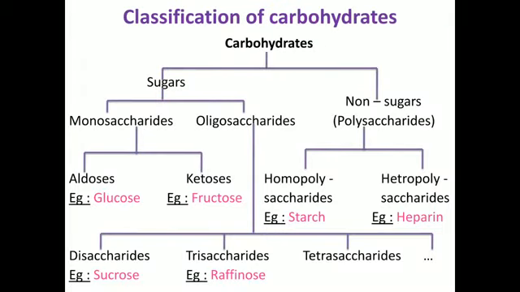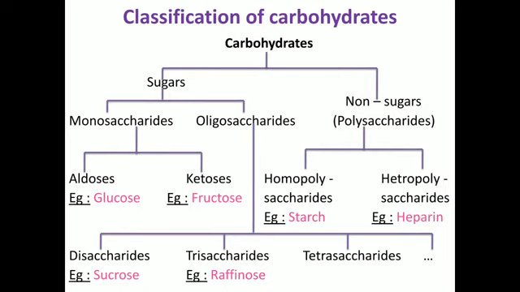Now we are going to see the classification of carbohydrates. Based on sweetness, they can be classified into two types: one is sugar and the other is non-sugar. Carbohydrates can also be classified into three major types based on their products of hydrolysis, namely monosaccharides, oligosaccharides and polysaccharides. Both monosaccharides and oligosaccharides are sweet in taste, so they belong to sugars.